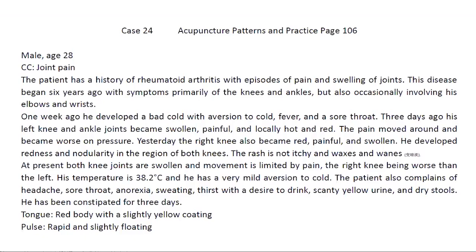Okay, let's discuss together. Unit name for this one. Yeah, 痹症 is good, and painful obstruction is still good.